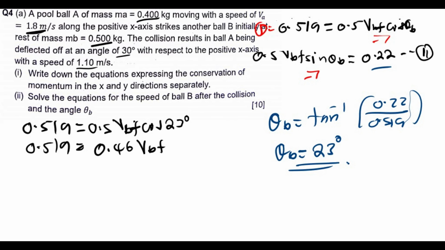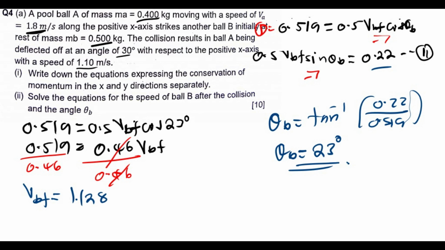Then the next thing I'm going to do is divide both sides by 0.46. These will cancel out, and I'm going to have VB final is equal to 0.519 divided by 0.46. So it's giving me 1.128. It has to be in 3 significant figures, so VB final will be 1.13 meters per second. I was expecting this to be less than this. I don't know where I've gone wrong, but I feel like this is the correct answer.